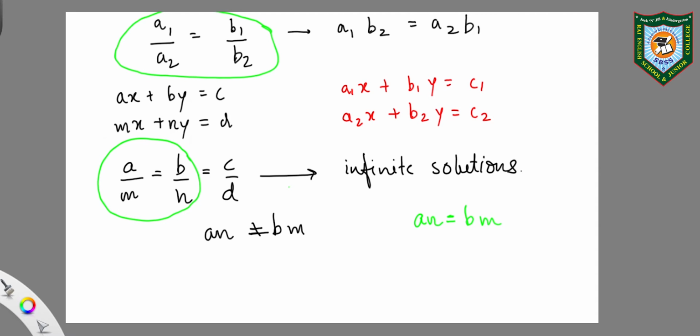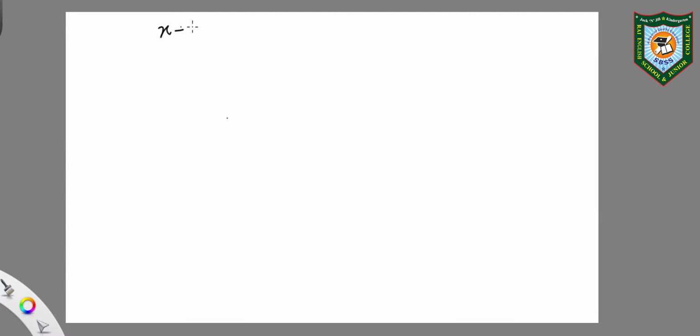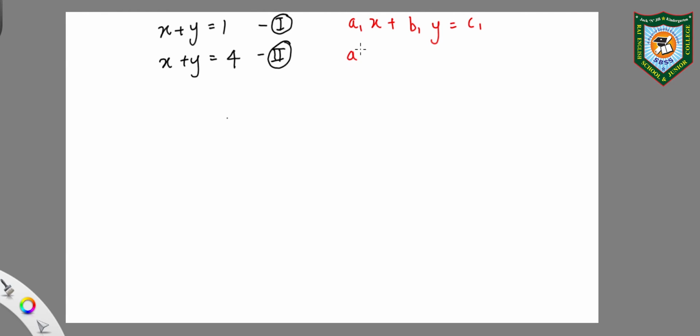So let's say in this case I have x plus y equals 1, and x plus y equals 4. Now these are two different equations. As you can see, these are clearly two different equations. Again, I'll compare them to two standard equations. This is a1x plus b1y equals c1, and this is a2x plus b2y equals c2.